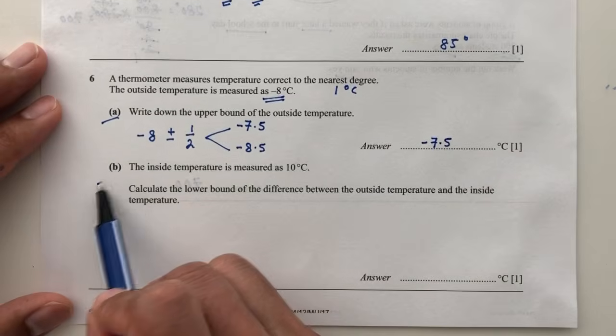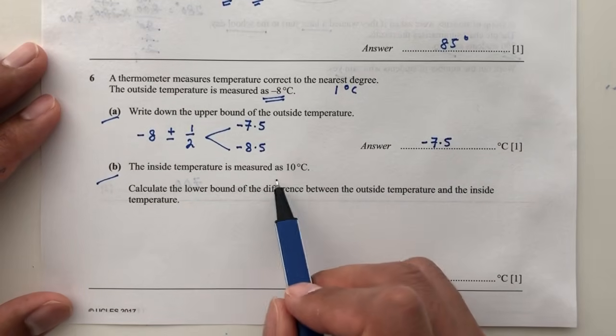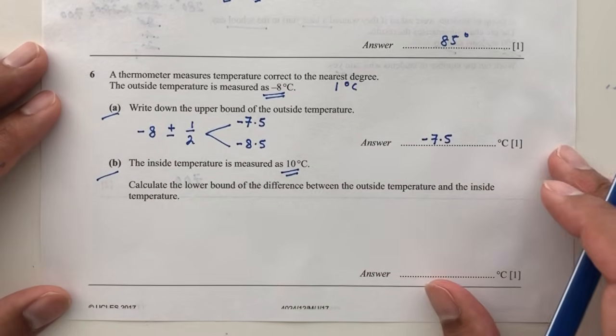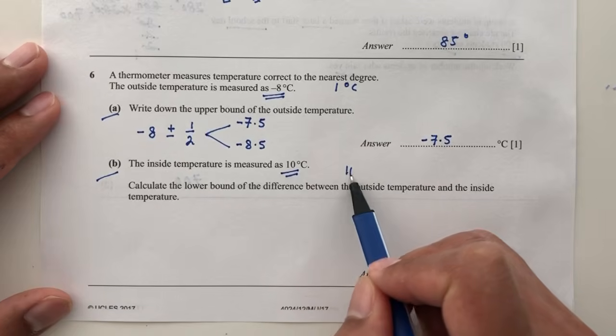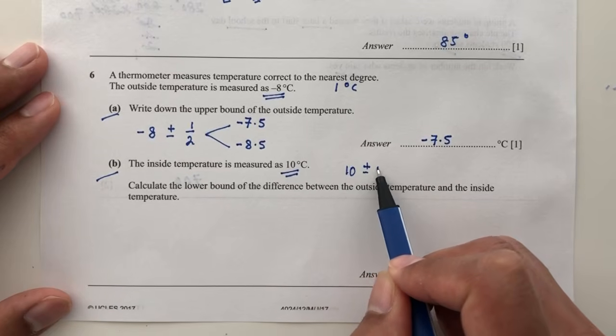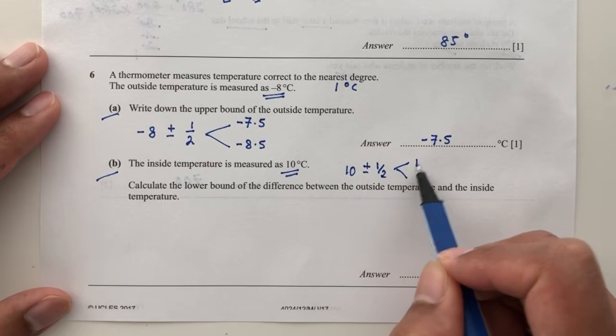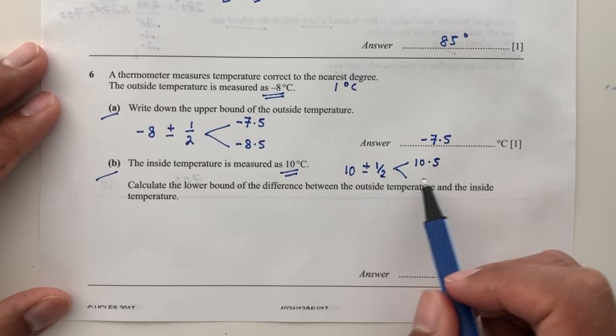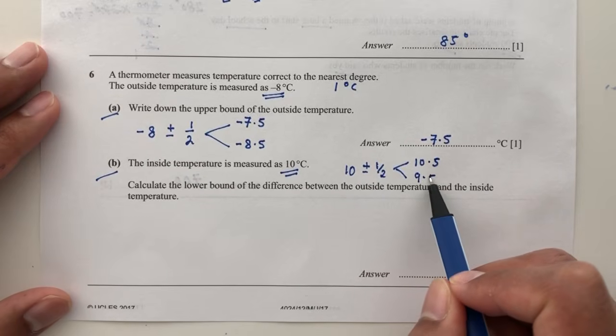Okay, and now part B. The temperature inside is measured as 10. Okay, so let's write down the bound as well for this one. So plus minus half, you'll have 10.5, and you will have 9.5.